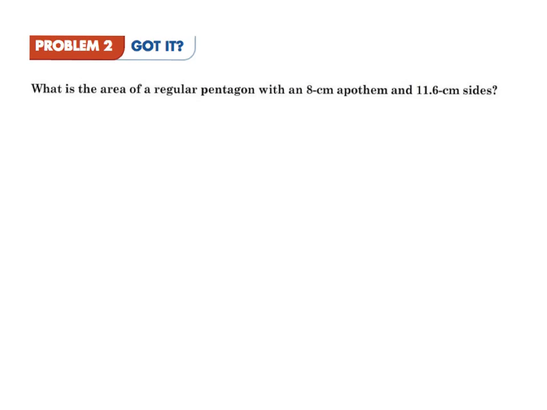Problem 2, got it? What is the area of a regular pentagon with an 8 centimeter apothem and 11.6 centimeter sides? So first, we need to know what the perimeter is. The perimeter is just the number of sides times the side length. It's a pentagon, so we have 5 sides, and each side is 11.6. If we multiply those together, we get 58. So the perimeter is 58.